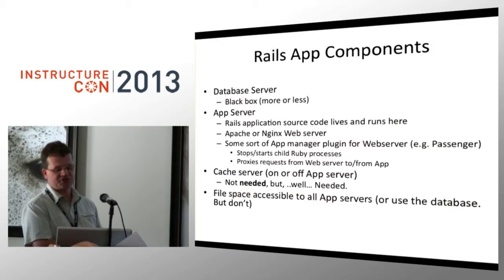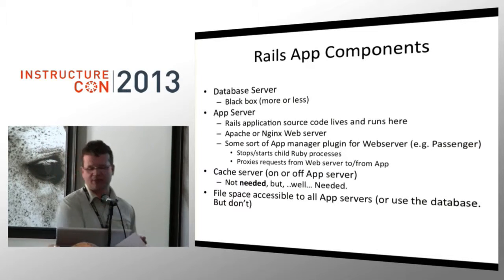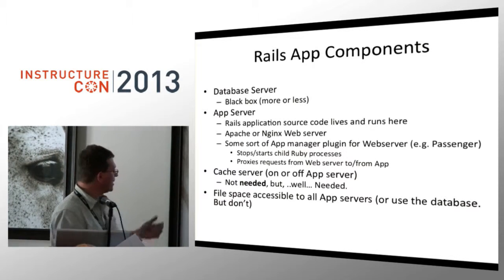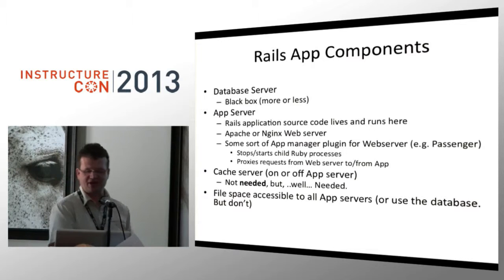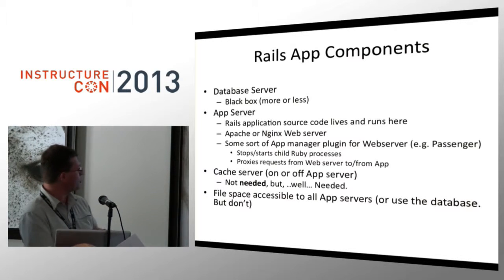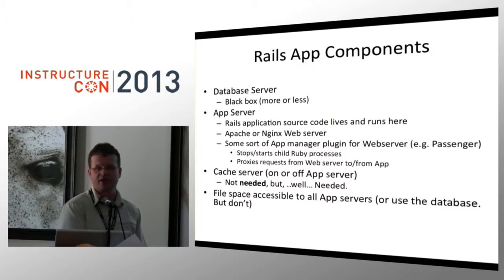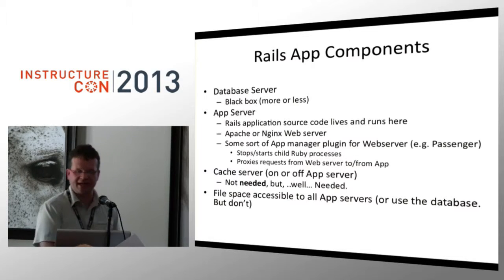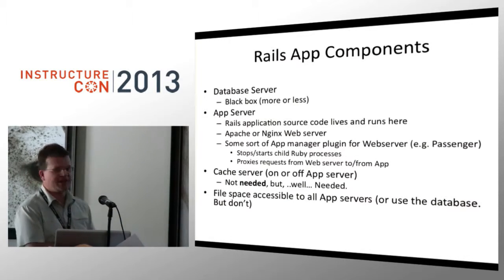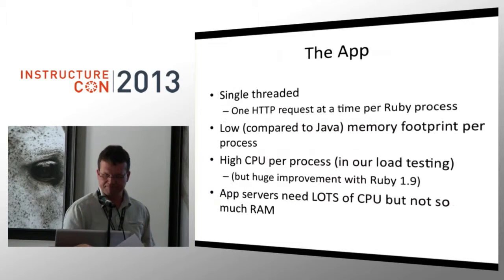You'll probably have a cache server to cache fragments of HTML. It's not needed, but, well, yeah, you'll pretty quickly figure out it actually is needed. And if you have more than one app server, then you need some sort of shared file space that all the app servers can access. You can do this in the database, but don't, because it's not going to scale.